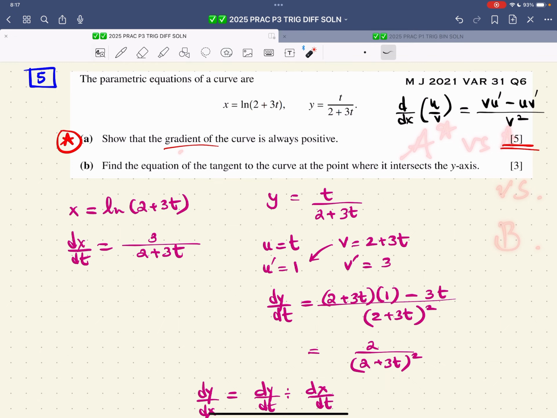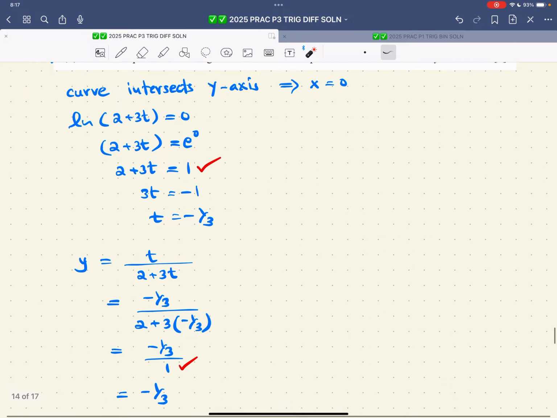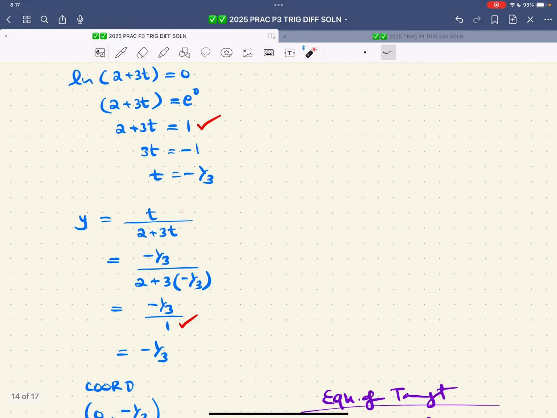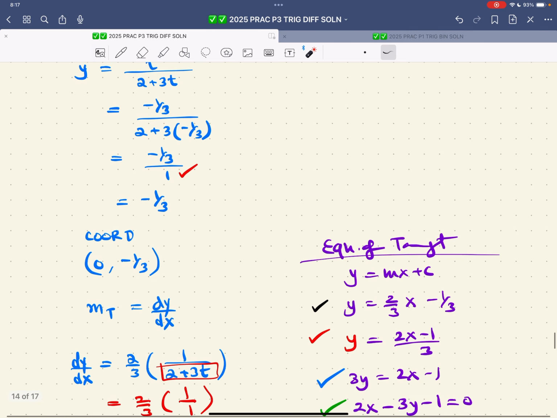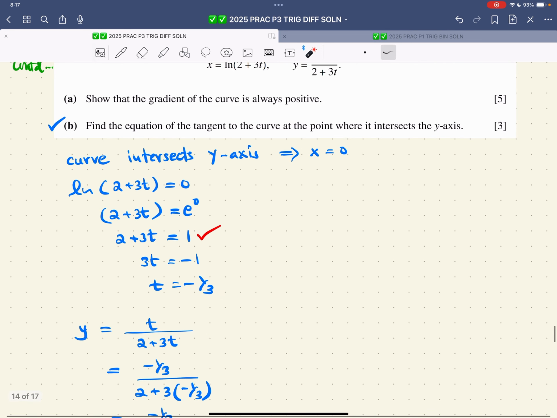Find the equation of the tangent to the curve at the point where it intersects the y-axis. Where the curve intersects the y-axis, x is 0. When x is 0, therefore ln(2 plus 3t) is 0. Therefore 2 plus 3t is e raised to the power of 0, which is 1. t comes out to be negative 1/3. When t is negative 1/3, the corresponding value of y is 1/3, and x is 0.